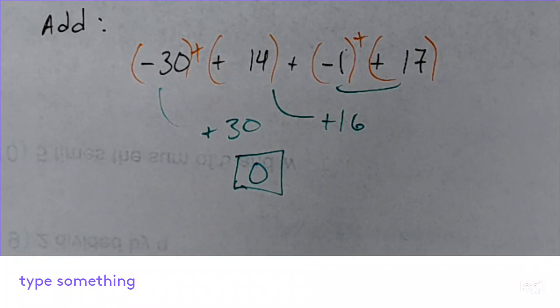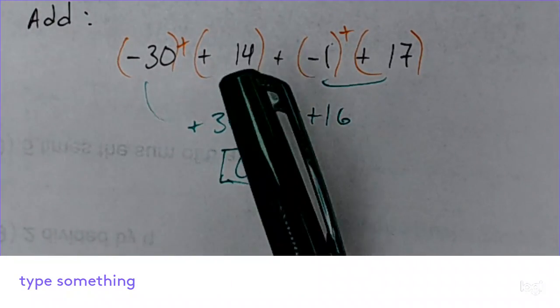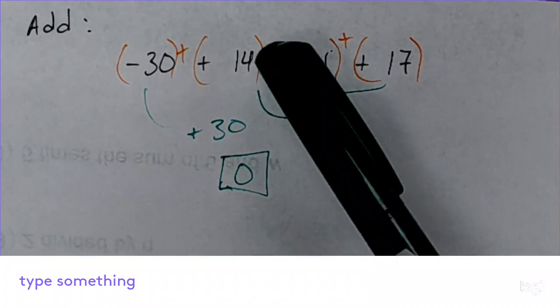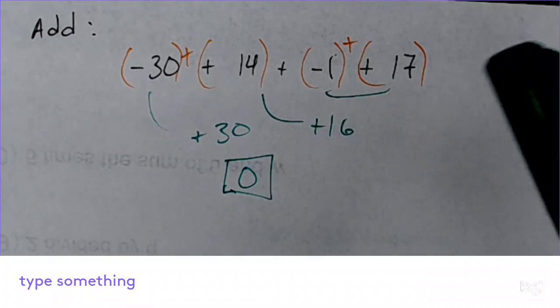So you see the advantage in that. Instead of having to do negative 30 plus 14, I was able to kind of work with numbers that please me better. And if I wanted to do the 14 and the negative 1 first, that would have been fine. All right, we'll do one more example problem, and that'll be it for this video.